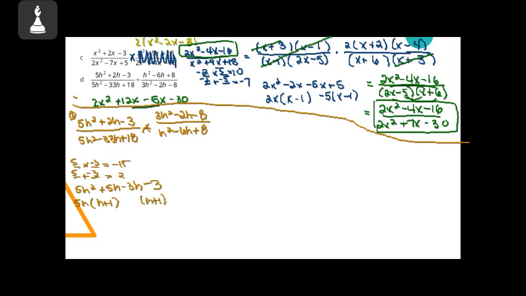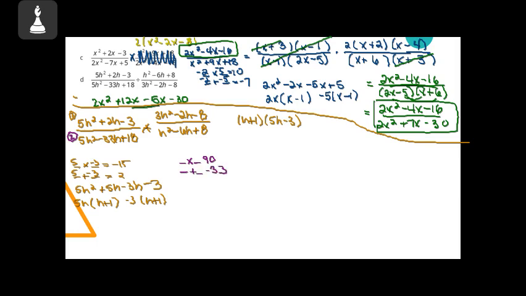Okay, I'm going to take number 2. We have 5 times 18, and that is 90. So we want to multiply to 90 and add to negative 33. If we do 30 and 3, but make them both negative, that should work. So 5h squared minus 30h minus 3h plus 18.